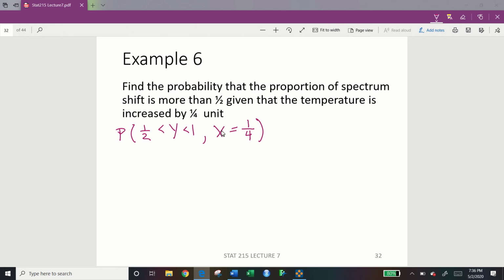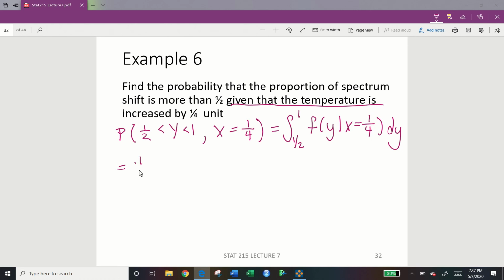Okay, so let's calculate. So for us, we're going to integrate from 1/2 to 1 of our function f of y given x equals 1/4 dy. Remember, this is given that the temperature is increased by 1/4 unit. Now we must integrate. Whoops, nope, getting ahead of myself. First, we need to plug in for our function.